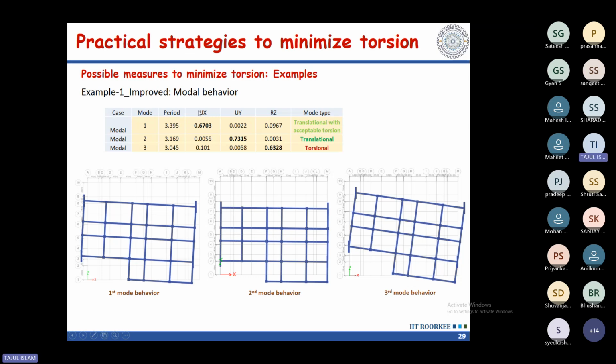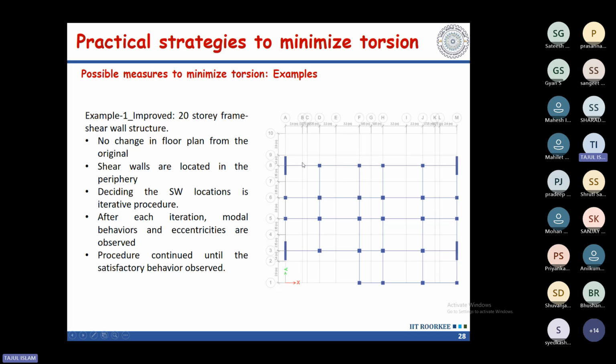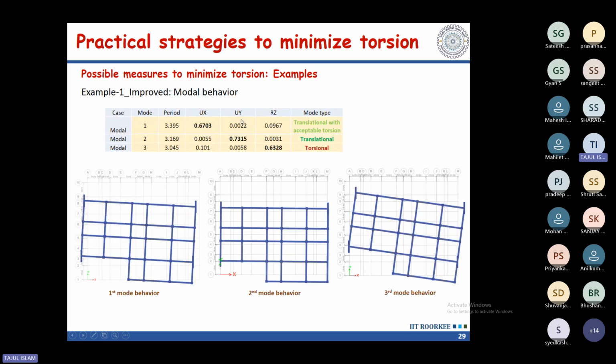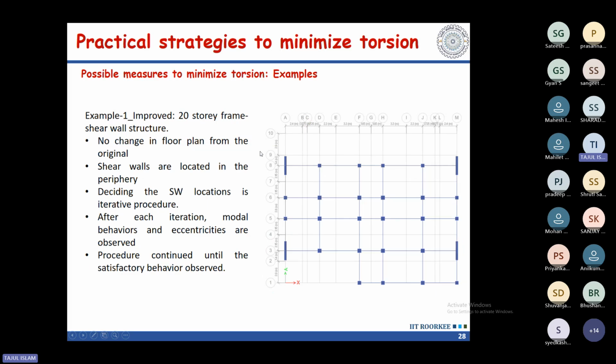So you just take care of this translational mode. Rotational mode will be automatically reduced. If this is more than 65, you accept this, otherwise try to improve this one. Then in the second mode, it is satisfied. In the third mode, you can see this is torsional. So this is what we have to achieve. First two modes should be translational, and the third mode will be automatically rotational. So this is our objective. By doing this improvement, I could achieve this by doing some iterations. So this is one example.